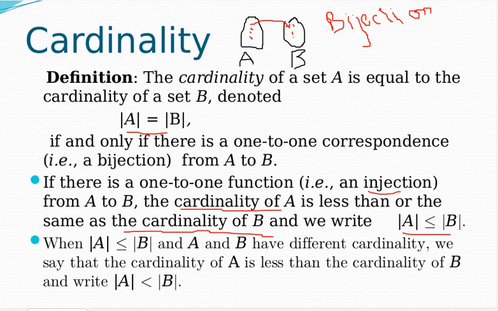So when the cardinality of A is less than or equal to that of B, and A and B have different cardinalities, we say that the cardinality of A is less than the cardinality of B. This is the stricter case, where we say that the cardinality of A is strictly less than the cardinality of B.